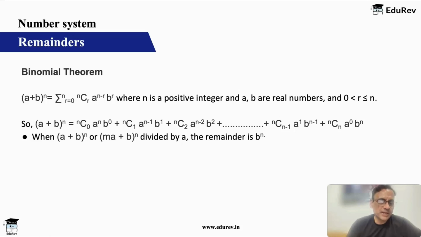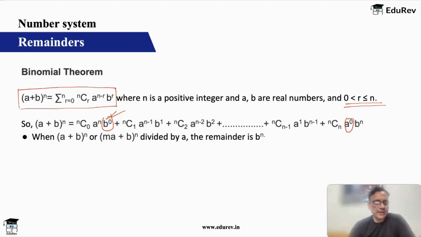All that you have to remember is (a plus b) to the power n is equal to the summation, r goes from 0 to n, nCr a to the power n minus r, b to the power r, where r is between 0 and n. r starts from 0, goes till n. So this is the expansion. What is important in this expansion is that b is not present in the first term and a is not present in the last term.